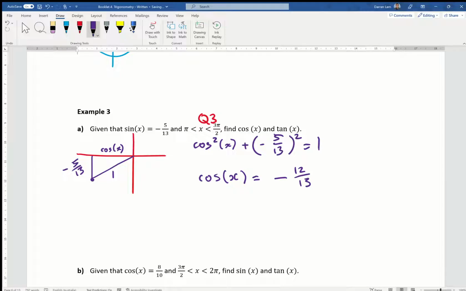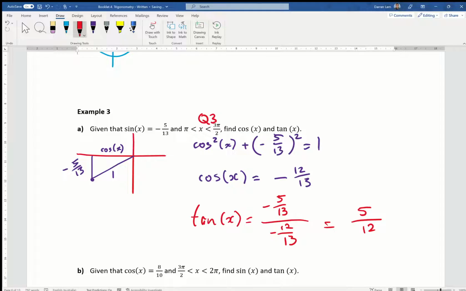Couldn't you take the inverse sine of negative 5 on 13 to get x and plug it into cosine and tangent? Absolutely could. But that would be using a calculator, because negative 5 on 13 is not one of the exact values that we know, so you'd require a calculator. From there, of course, tangent is just going to be sine over cosine. So the sine is negative 5 over 13, and our cosine is going to be negative 12 over 13, which gives us an answer of positive 5 over 12.